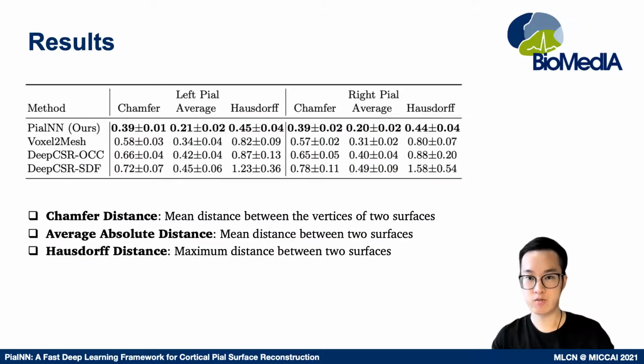For the evaluation, we use 3 distance-based metrics to compute the distance between the predicted surface and the FreeSurfer ground truth. This table reports the geometric error of the reconstruction using different methods. The lower score means a better result. It demonstrates that the PialNN framework achieves the best performance. It reduces the geometric error by 30% compared to other baselines.